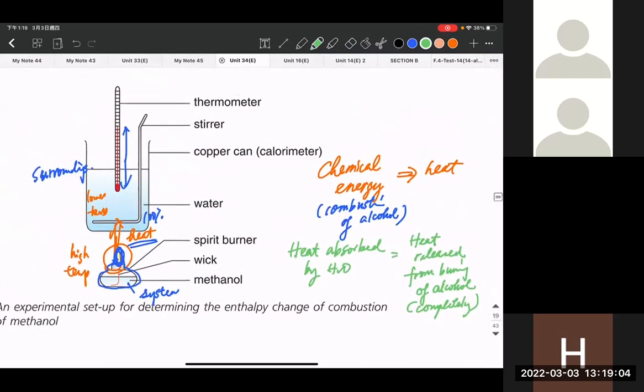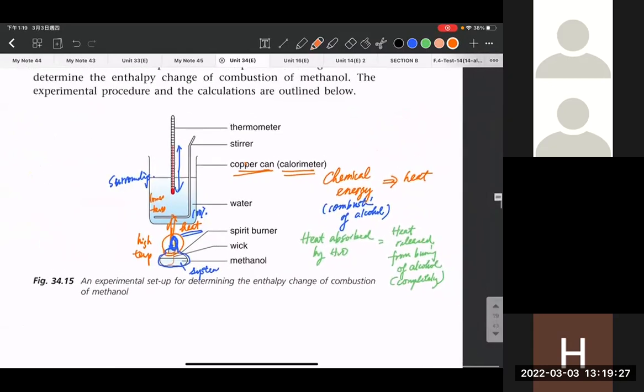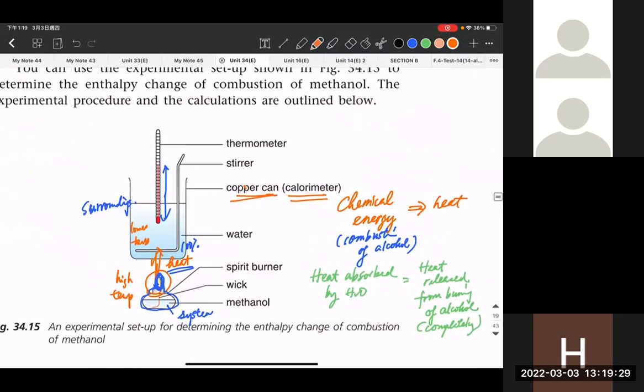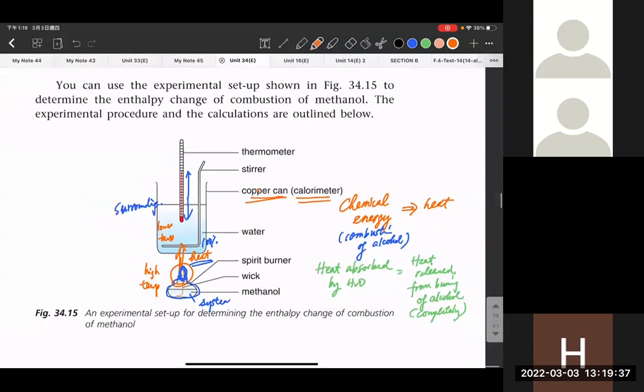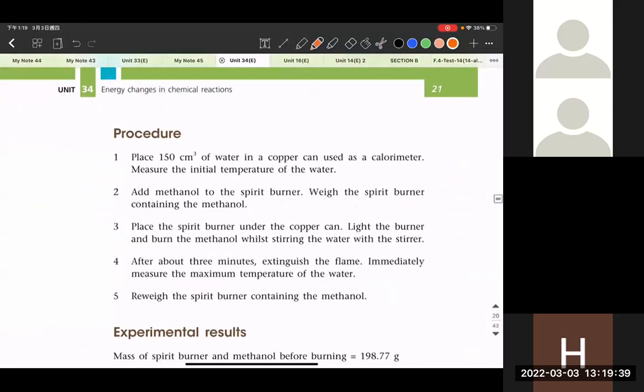And shall we introduce to you the container? We will not use a beaker. We will use a copper can. We call that a calorimeter. Do you see the word? Calorimeter. The calorimeter is the container which is also involved in your calculations. Now it's made of copper. It's a good heat conductor. Do you understand?